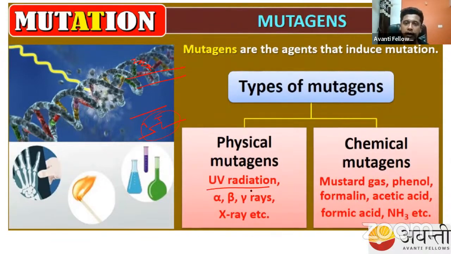Alpha, beta, and gamma radiations are very severe. They affect a lot of genes at a lot of points, and the same goes for X-rays. Whereas chemical mutagens can be of many types: mustard gas, phenol, formalin, acetic acid, formic acid, and ammonia. They can all cause mutations and alterations in the genes that can result in abnormalities in physical expressions. So this is about mutagens. The agents which cause mutations are called mutagens, and there are two types: physical mutagens and chemical mutagens.